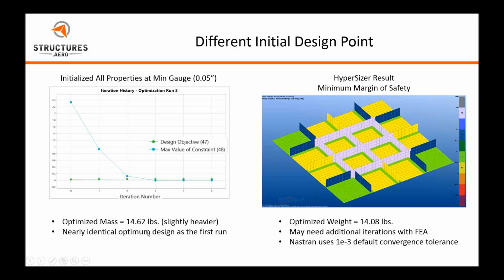So this was very good behavior. This means that it was a simple problem. The optimizer was able to converge smoothly and nicely. We started at different points in the design, and the optimizer still found the same design.